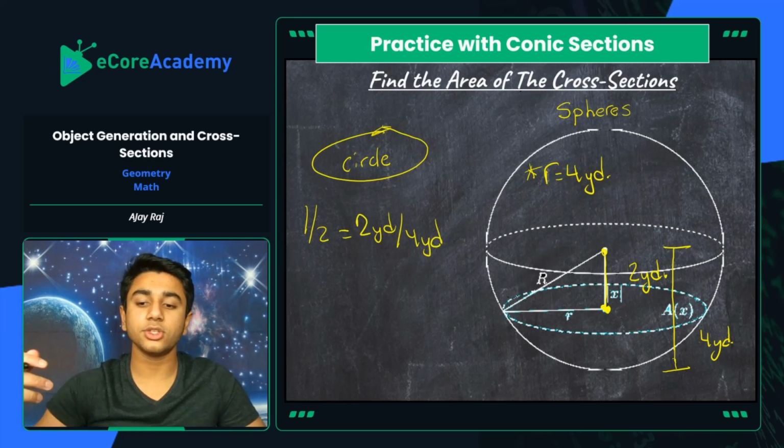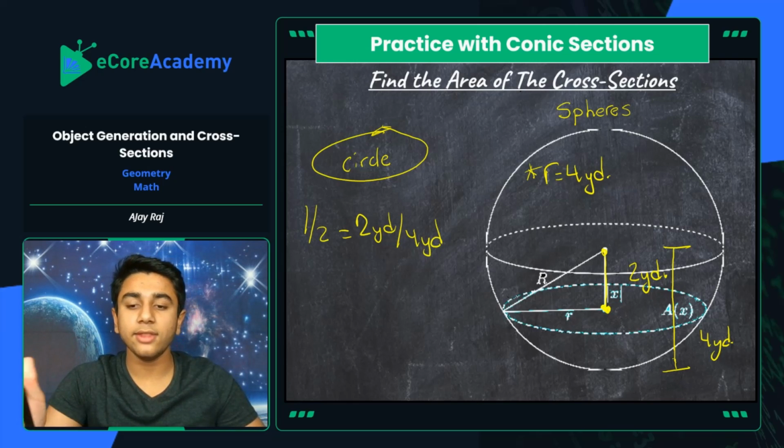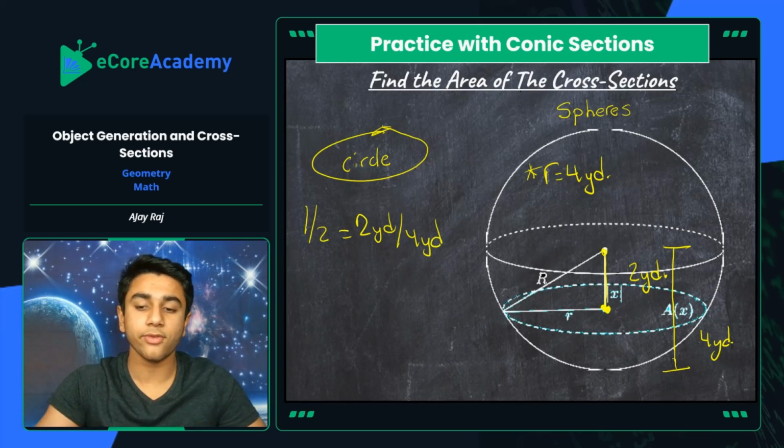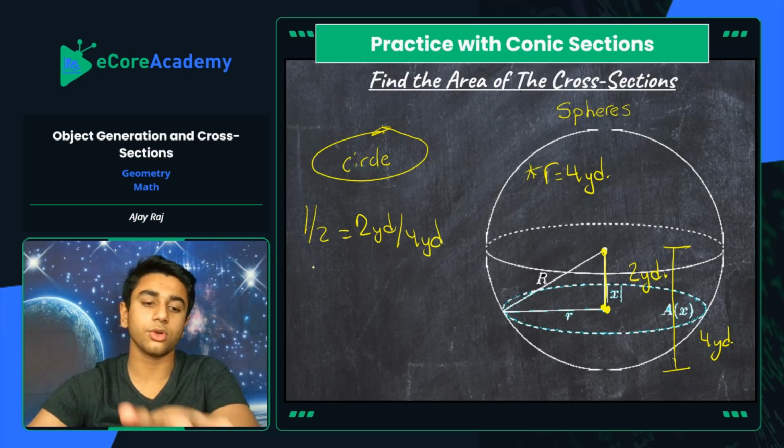When we're given that information, all you have to do is take the central area of the circle, calculate what the area of the circle is itself in terms of pi, and then merely just divide it by 2 to get the area of the cross section. So what we're going to do is calculate that. So we have our radius here as 4 yards. So we're going to do pi r squared to find the area of our central circle, the central circle of the sphere.